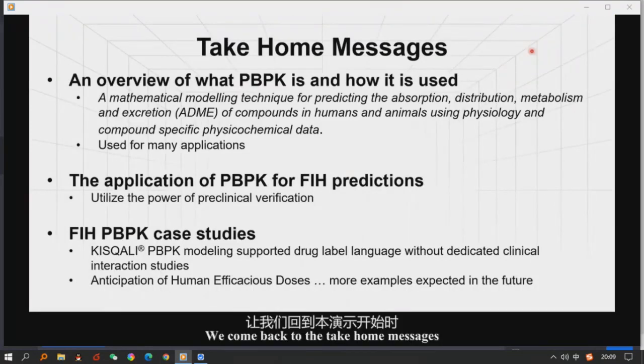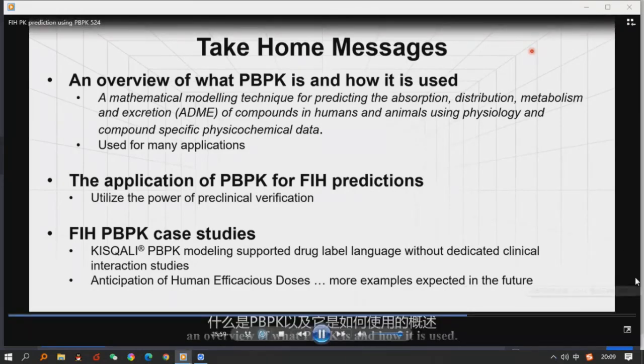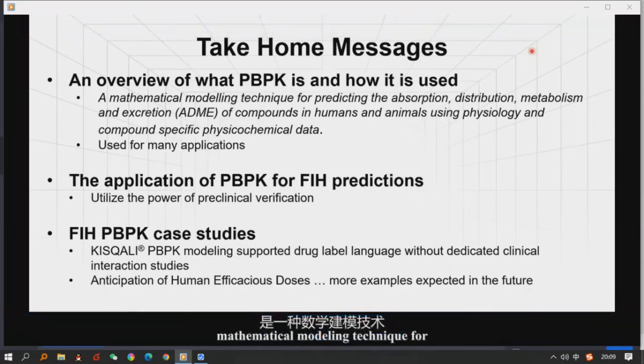So we come back to the take-home messages that we discussed at the beginning of this presentation. Hopefully, you'll agree that we've seen an overview of what PBPK is and how it is used. The standard definition of PBPK is a mathematical modeling technique for predicting the absorption, distribution, metabolism, and excretion, the ADME, of compounds in humans and animals using physiology and compound-specific physical-chemical data. We've seen with the publication by the FDA that PBPK is used for many applications.